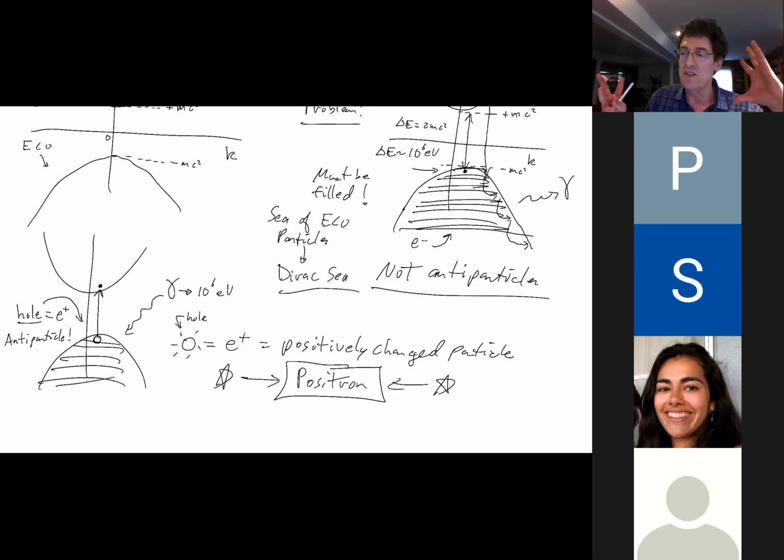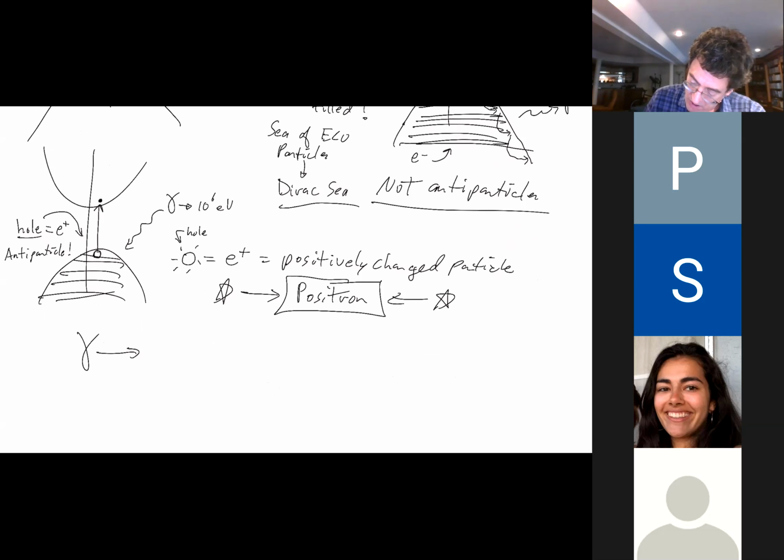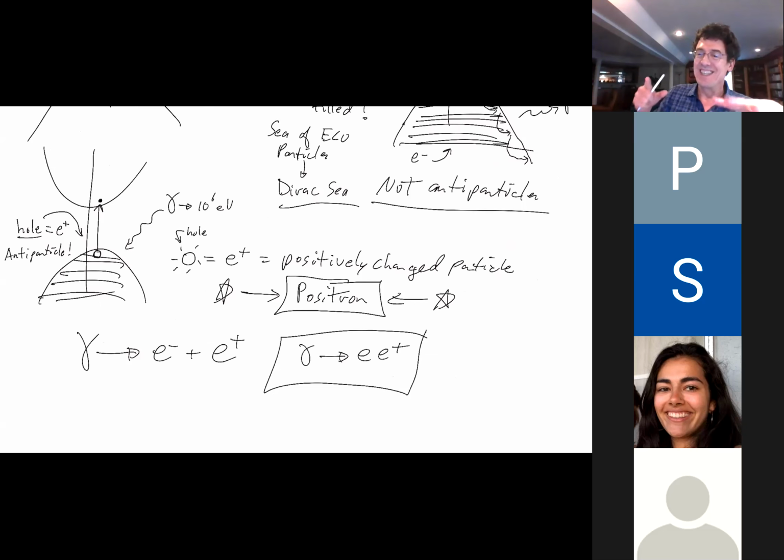And he said those states are filled, but that means if I have a high energy photon, I should be able to create a hole, and that means that a photon gamma should be able to go and create an electron, e minus, plus a hole, e plus. So it's basically this: gamma goes to e minus plus e plus. This very famous high energy reaction. A high energy photon should be able to create an electron-positron pair.